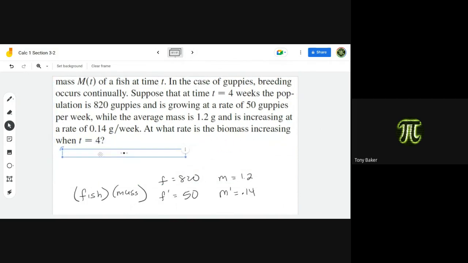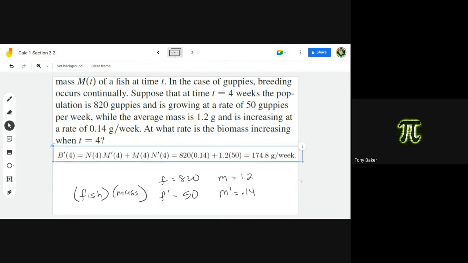How would that change if it was like one up or down each year? Well, as long as the units are the same. Like we're looking at 50 guppies per week, so the rate for the other one has to be in weeks. If one was in weeks and one was in years, then we would have had to convert them to be the same.